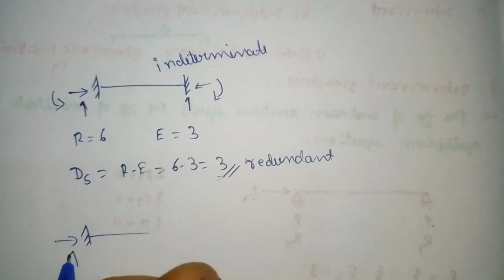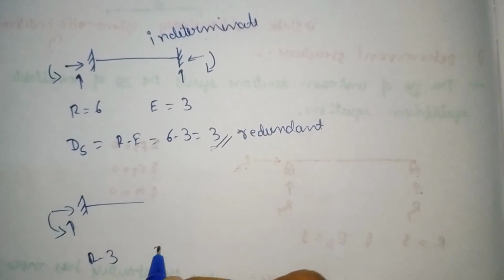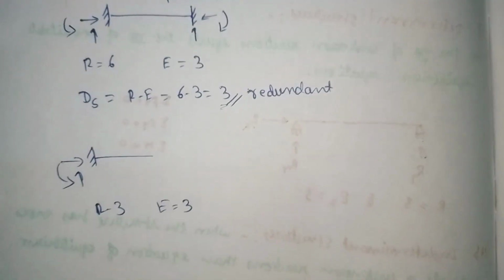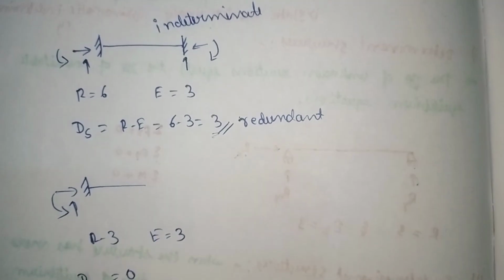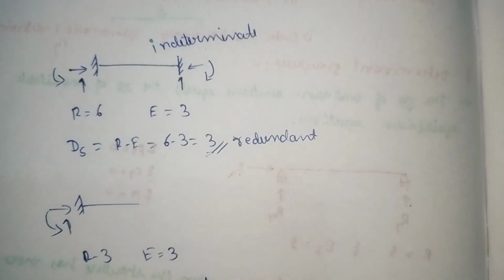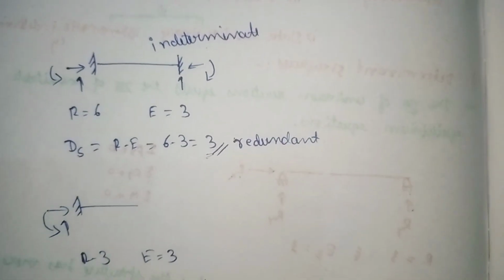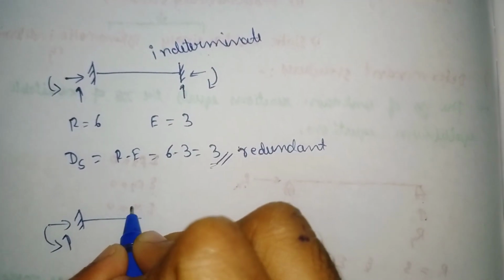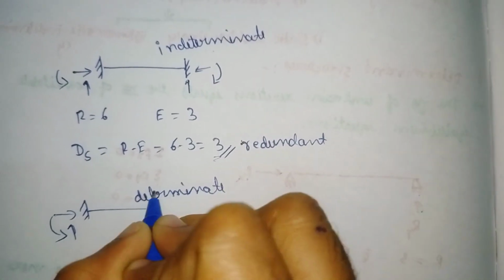Here the reactions are 3 and the equilibrium equations are 3. So now ds is 0, which means our structure is now stable. To make it stable we need to remove these 3 redundants from this. So now this structure becomes a statically determinate structure.